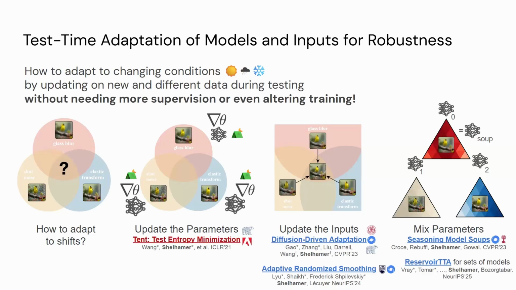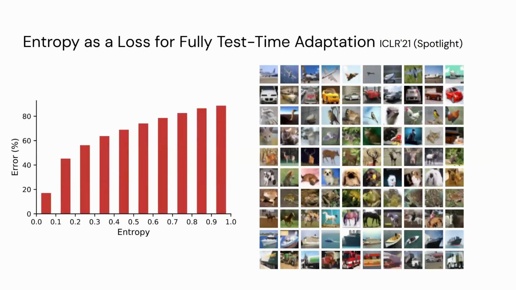Let's begin by looking at how we can update our parameters without any more supervision and without even going back to training. All we have is the model in deployment, and we're going to change this model on the data we see in deployment. And this is also the paper that introduced this setting of what I'm calling test time adaptation. So how can we do this? What we're going to do is we're going to look at entropy, not the entropy of the data of the inputs, but the entropy of our outputs.